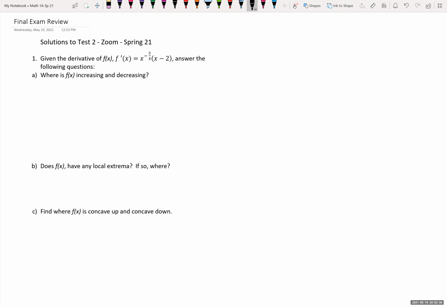And so going through this, first question, given the derivative of f of x, f prime of x is equal to x raised to the negative 2/3 times x minus 2, and we're answering the following questions. So where is this increasing and decreasing? Well, we're already given the derivative, and since we're given the derivative, we don't have to find that. All we have to do is figure out what our critical numbers are. And our critical numbers are values which set our derivative equal to 0. So our derivative is equal to 0.